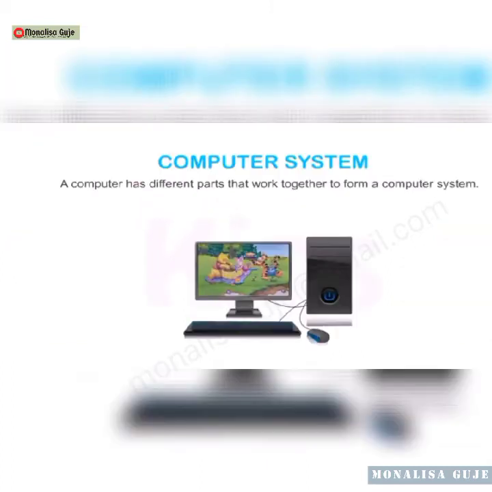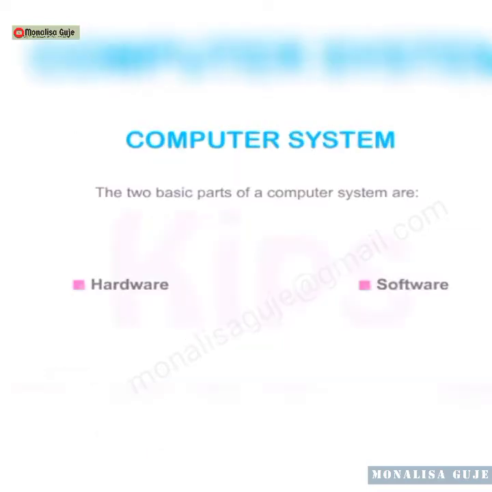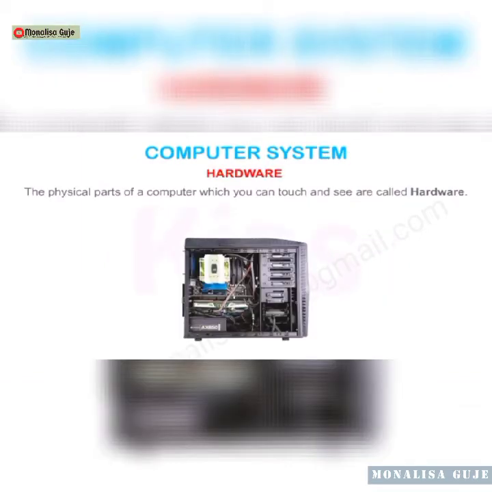Now we'll just study about the computer system. A computer has different parts that work together to form a computer system. There are two basic parts of a computer system: hardware and software. Let us study the hardware in detail. Hardware, the physical parts of a computer which you can touch and see, are called hardware.